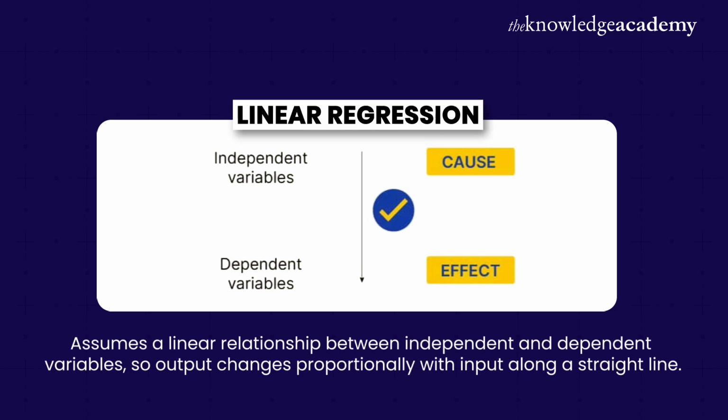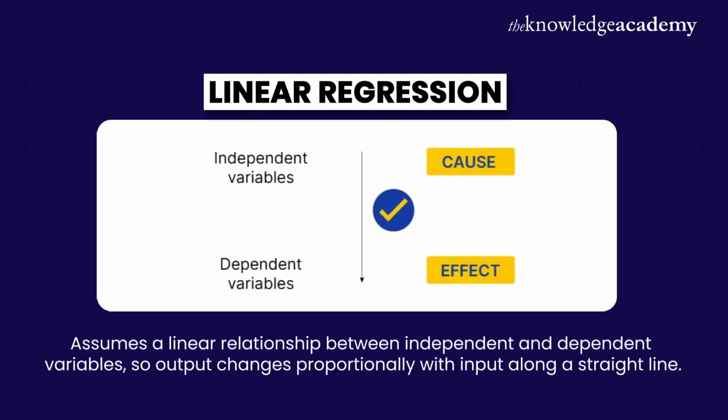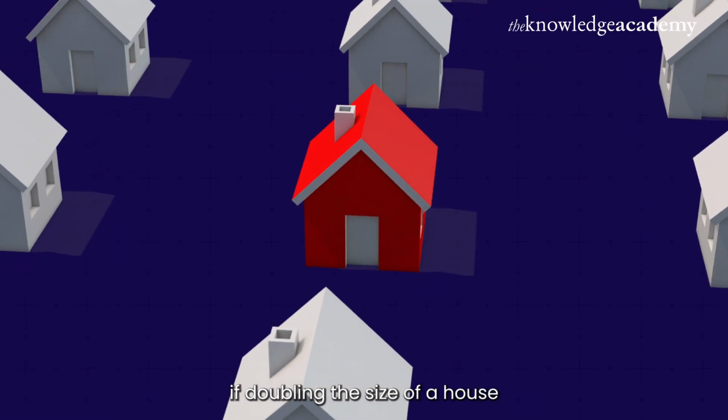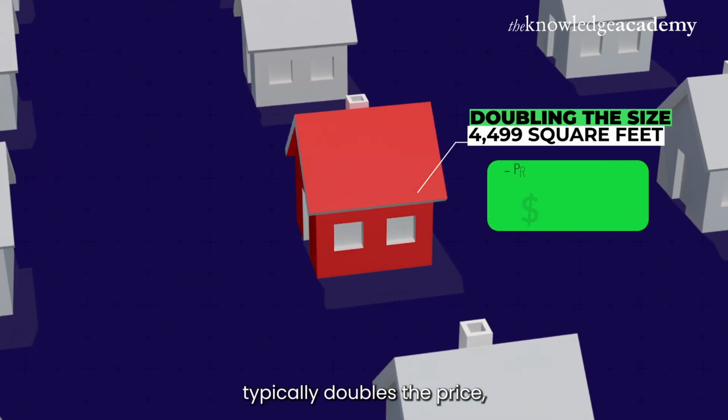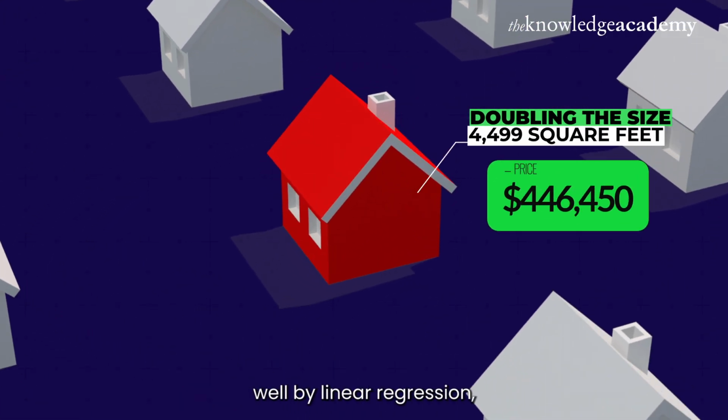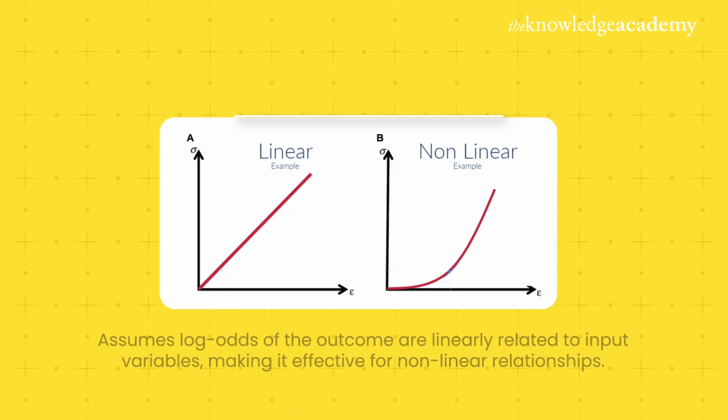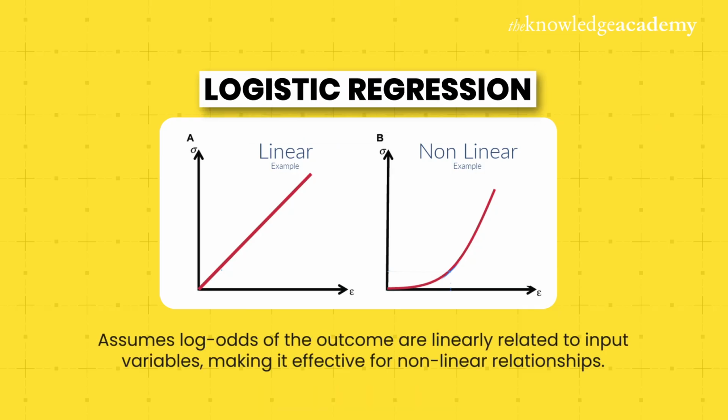Linear regression assumes a linear relationship between the input variables, that is, independent variables, and the output variable, that is, the dependent variable. This means that as the input changes, the output changes in a straight line. For example, if doubling the size of a house typically doubles the price, this linear relationship can be captured well by linear regression. Whereas logistic regression doesn't assume a linear relationship between inputs and outputs.